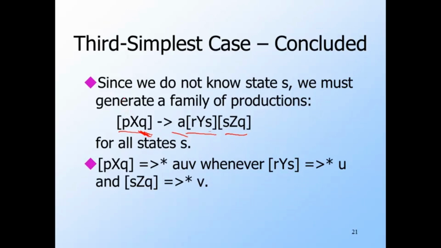As a result of this production, you can see that PXQ can derive any string AUV provided that RYS derives the U and SZQ derives the V.